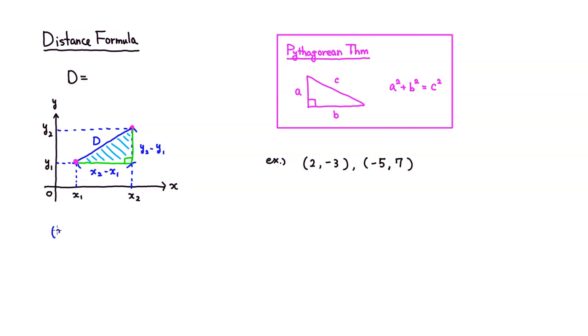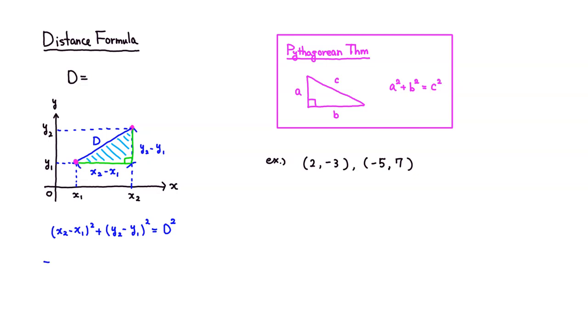So I have x2 minus x1 squared. This is basically the b squared, plus a squared, which would be y2 minus y1 squared. And this is equal to the hypotenuse squared, so it's going to be d squared. Since we are looking for just d, not d squared, we take the square root of both sides.